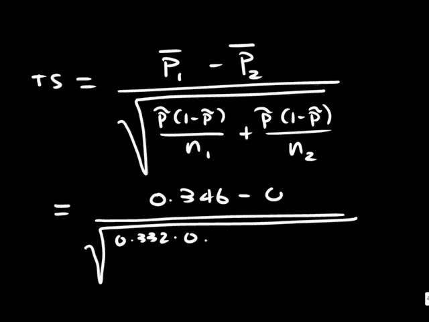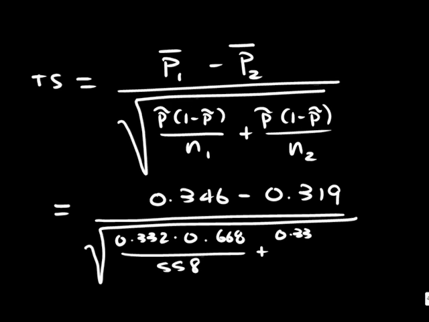Now we have our pooled proportion times its complement, 0.332 times 0.668, divided by sample size 1 of 558, plus 0.332 times 0.668, divided by 614. Enter this information in your calculator.